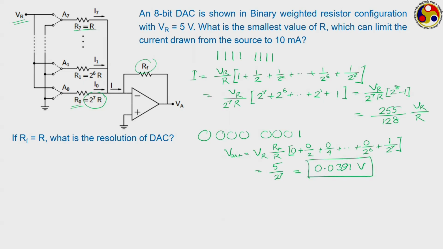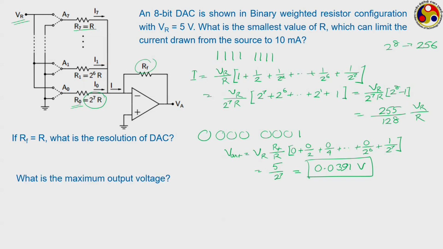That means, it is an 8 bit DAC. So, 8 bit means total 256 levels it can have, and each of the levels corresponds to a voltage difference of 0.0391 volt, which is sufficiently small resolution, and as 8 bit suggests, it is a quite good converter.